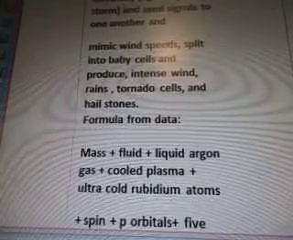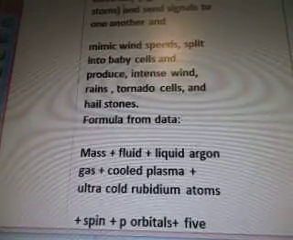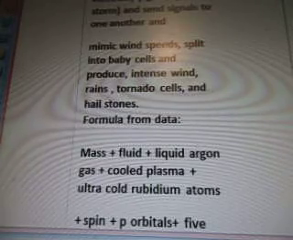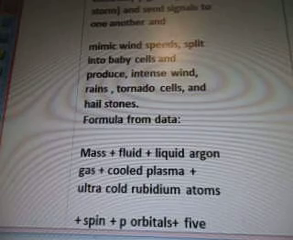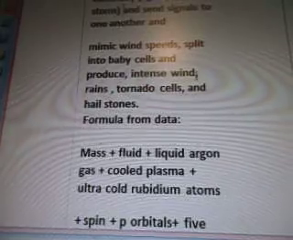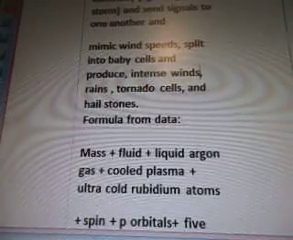They split into baby cells, which is what I call it, they actually make babies. So they'll make a smaller cell, and then they'll teach that cell what to do. And it takes them 3 to 5 minutes to teach them. I mean, they're quick. So they split into baby cells and produce intense winds, rains, tornado cells, and hailstones. So yeah, they're not very good babies.